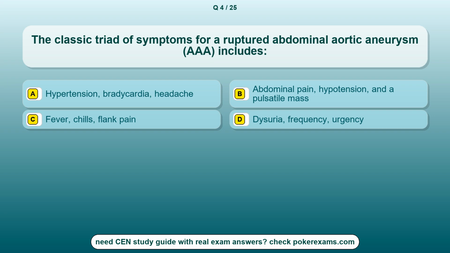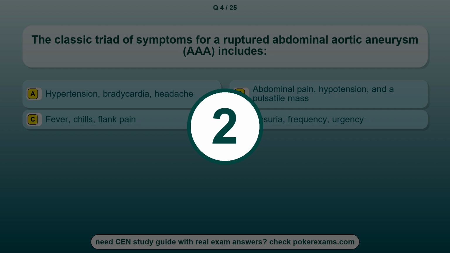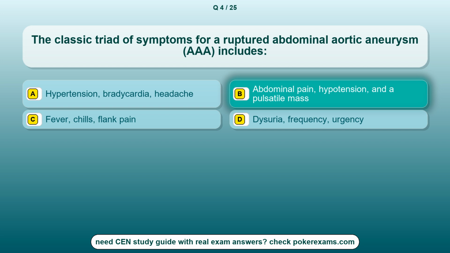Question 4. The classic triad of symptoms for a ruptured abdominal aortic aneurysm, AAA, includes Option A, hypertension, bradycardia, headache. Option B, abdominal pain, hypotension, and a pulsatile mass. Option C, fever, chills, flank pain. Option D, dysuria, frequency, urgency. The correct answer is option B, abdominal pain, hypotension, and a pulsatile mass.